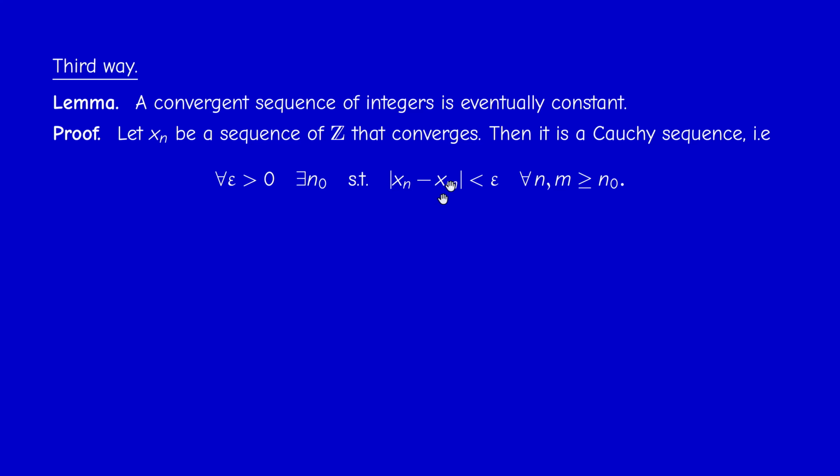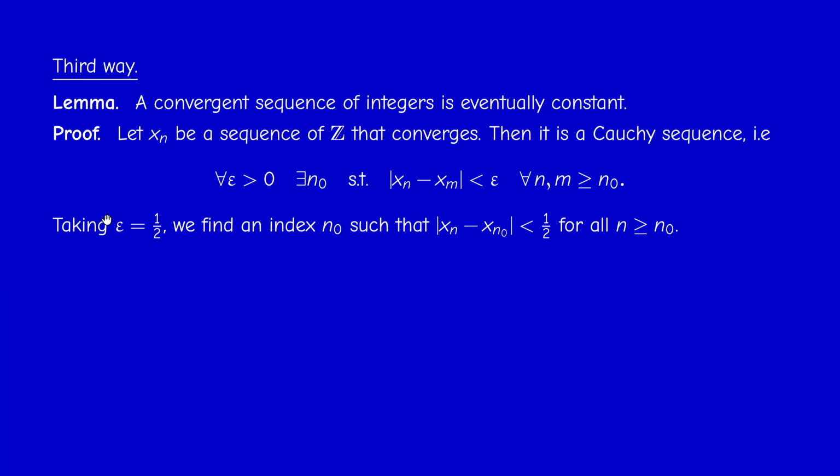If Xn is convergent, then all the elements of the sequence should accumulate around some point. So the distance between them can be made arbitrarily small. Okay. Now, in particular, if you take epsilon equal 1/2 in this condition, and take m to be n0, then the distance between xn and xn0 will be less than 1/2. Okay, so what does it mean? These two are integers, okay?